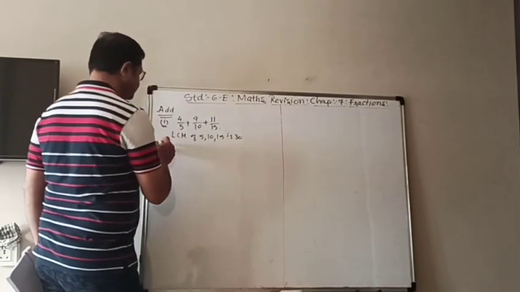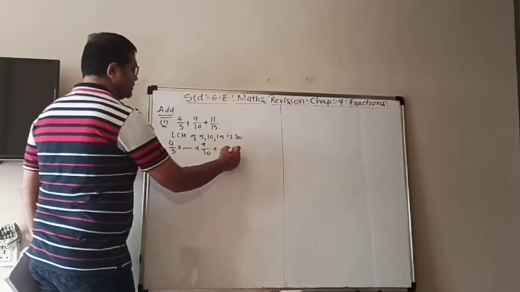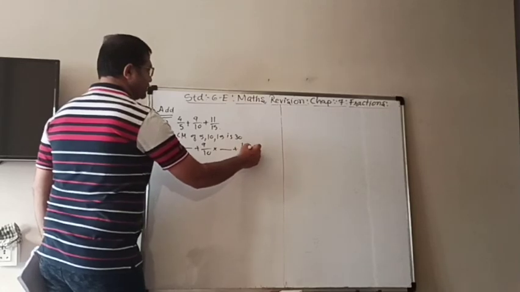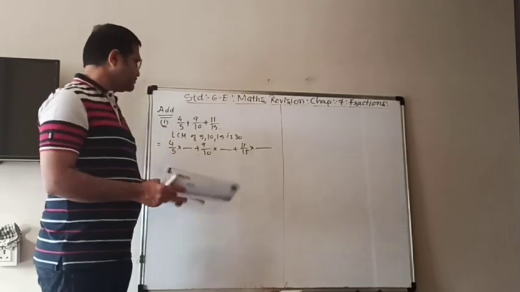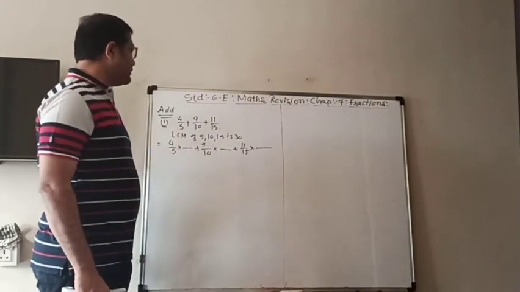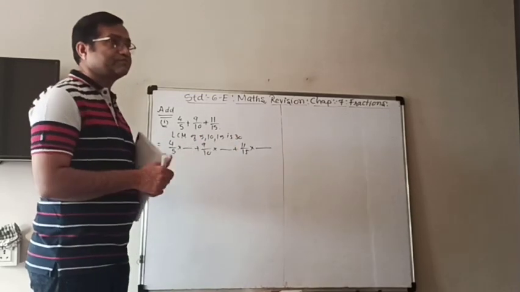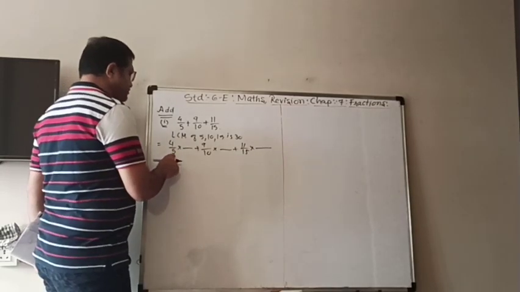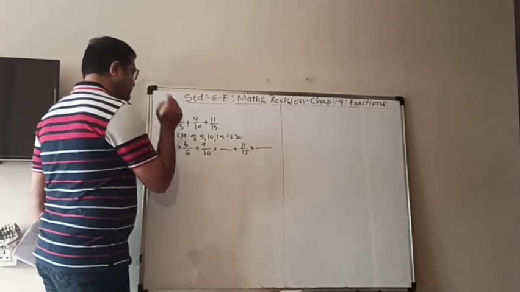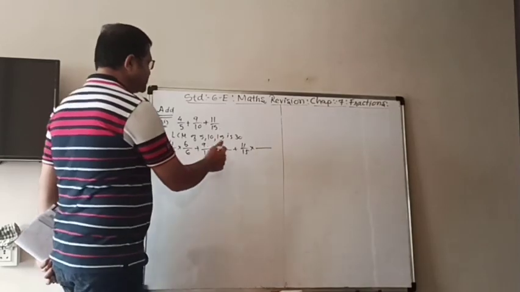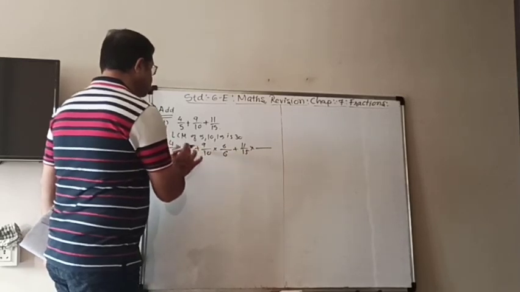So now 4 upon 5, 9 upon 10 and 11 upon 15. All the fractions should be multiplied with some numbers so that in each fraction the denominator becomes 30. So here 4 by 5 should be multiplied with 6 to get 30. So 4 also must be multiplied by 6. Sorry, 5 6s are 30, yeah, right.